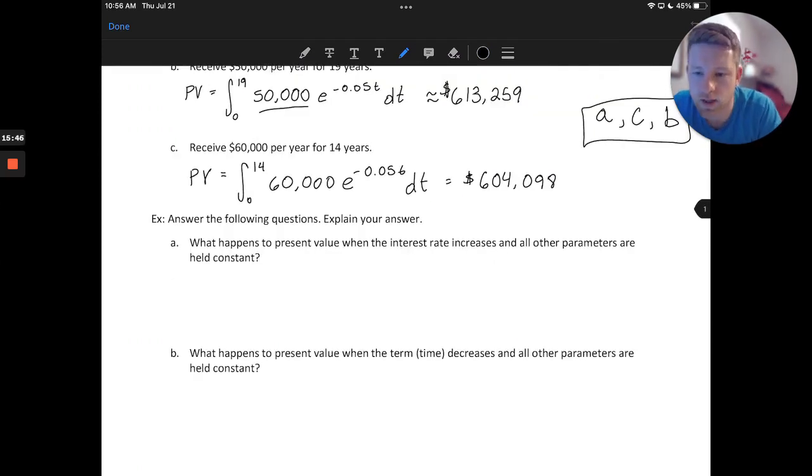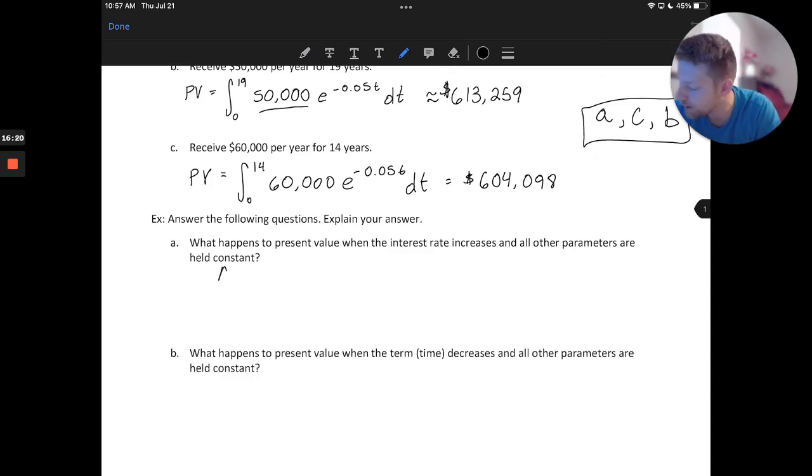Okay, let's go ahead and take a look at our second section here and consider a few questions concerning our parameters. So the first question says, what happens to present value when the interest rate increases and all other parameters are held constant? The answer for this is actually a little counterintuitive. As the interest rate increases, the present value of an income stream actually will decrease. So let's just write that out and then we'll talk about why.